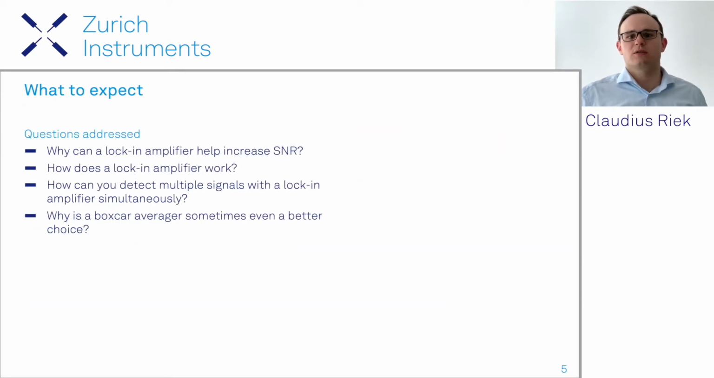So, what can you expect in the next 20 minutes? We will show why a lock-in amplifier can help you to increase the signal-to-noise ratio, and how a lock-in amplifier actually works. We will address the question of how you can detect multiple signals with a lock-in amplifier even simultaneously, and in the end, why a boxcar averager can sometimes be an even better choice.